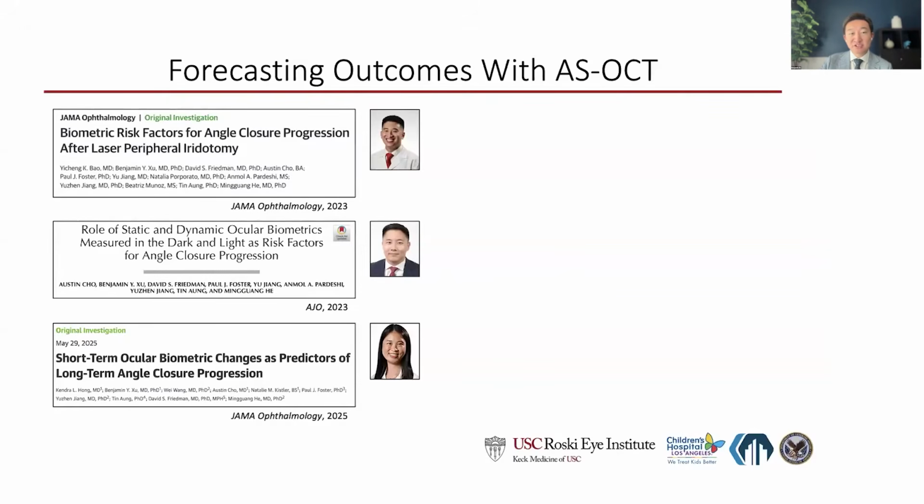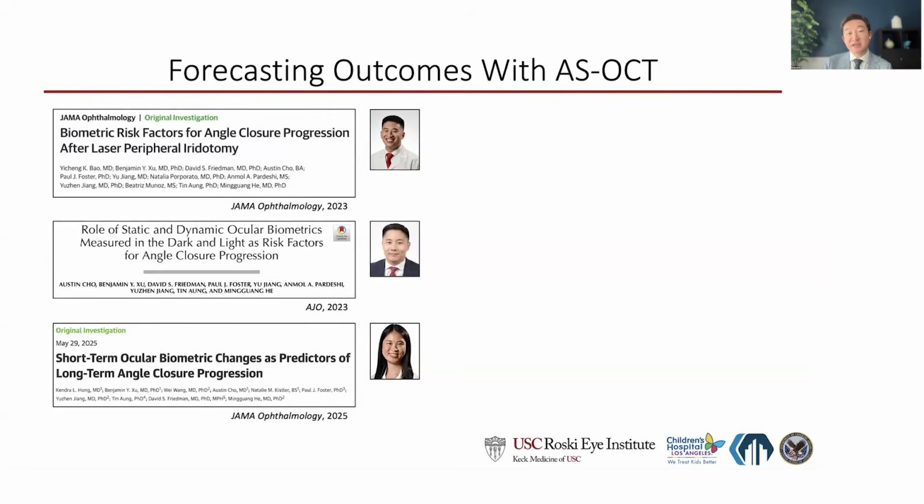More recently, we've conducted additional follow-up studies to further establish the role of anterior segment OCT imaging for forecasting outcomes in angle closure eyes. We conducted a similar study here in 2023 in which we studied LPI-treated eyes and whether biometric measurements could forecast progression. And we reached very similar conclusions that AS-OCT was much more predictive of angle closure progression in LPI-treated eyes than gonioscopy. We've also performed studies where we looked at the role of AS-OCT measurements in the light and in the dark for predicting angle closure progression.